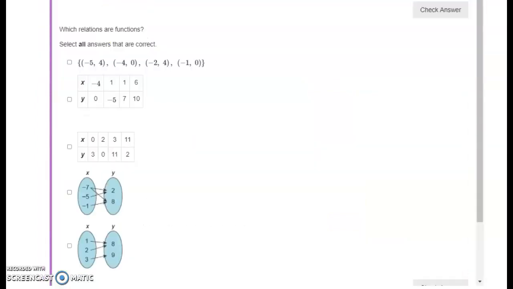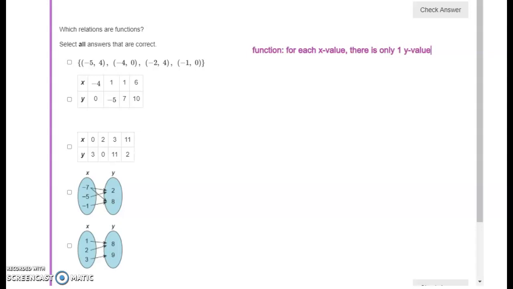Okay, so in these examples, we are going to determine which relations are functions. And I want to remind you the definition of a function. A function is, for every input, there is only one output, or another way of thinking about that is for each x value, there is exactly one y value. There is only one y value.